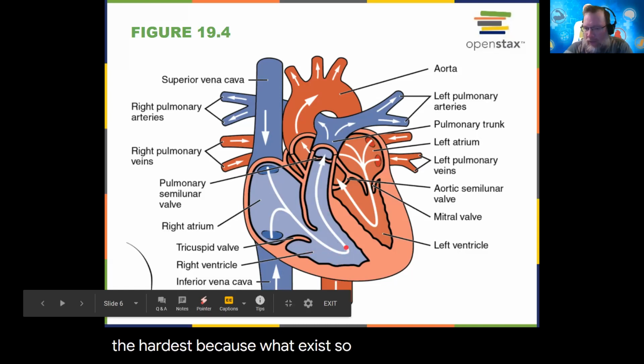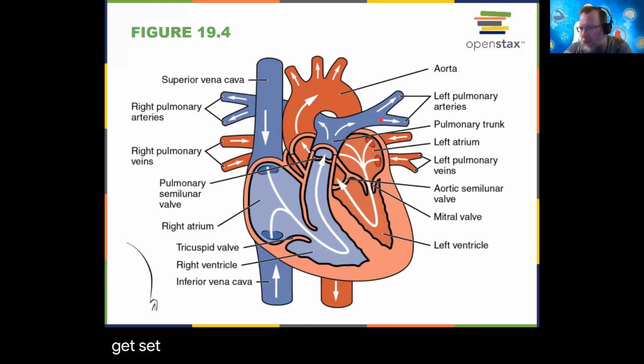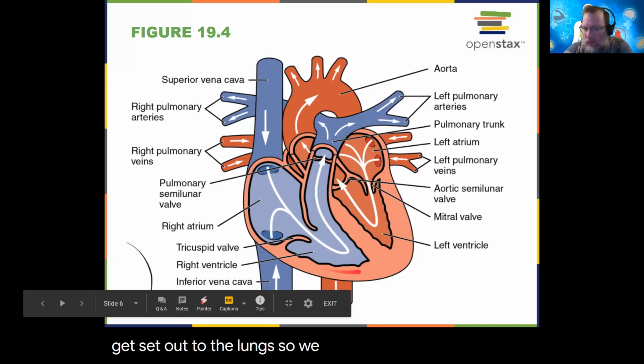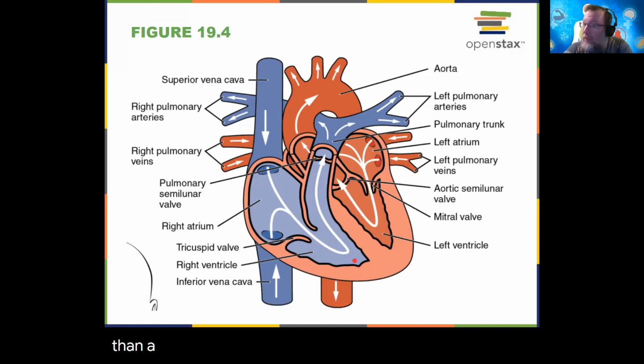So this blood down here has to get sent out to the lungs. So we need a little more strength and a little more muscle. All right. This blood up here in the right atrium, it only has to travel down here. So we don't need a lot of muscle, not a lot of thickness. So that's one thing you'll notice, certainly.